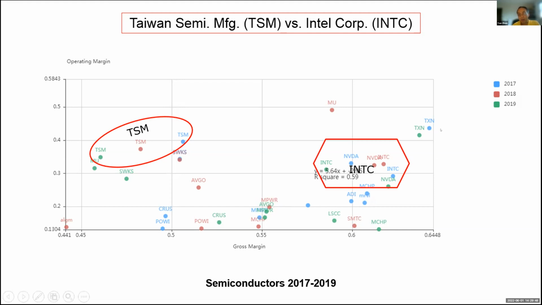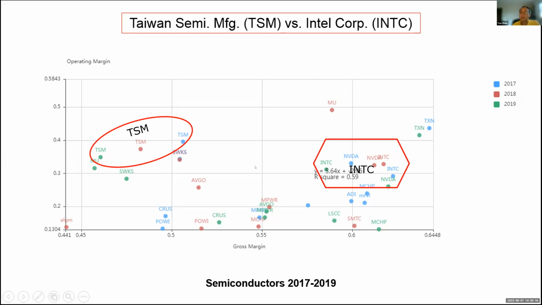Intel is selling its product at a higher price, because their raw materials, their materials, their equipments come from the same suppliers, so they're more or less the same. So what explains such a big gap in their gross margin, their pricing? And you can see that even with higher pricing, Intel is making less money in terms of operating margin than TSM.